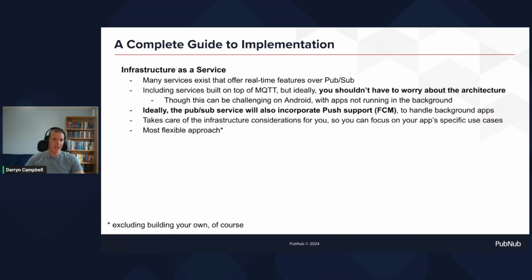And then finally, I would posit that the best approach and the most flexible approach, other than building your own, is to use what some would call an infrastructure as a service approach. I'm never keen on these aaS kind of acronyms, but there are lots of services that offer real-time features over a publish and subscribe model. If you're familiar with MQTT or services built on top of MQTT, RabbitMQ comes to mind, and there's another one, then that's great. They would work.